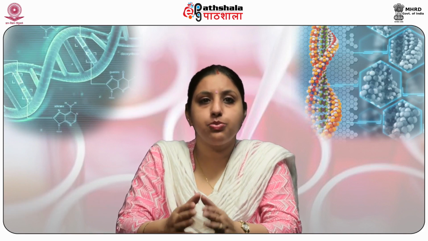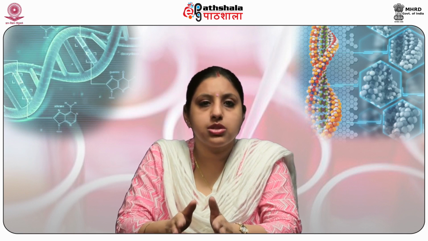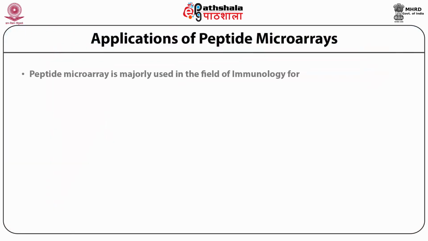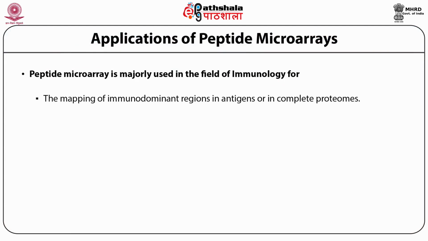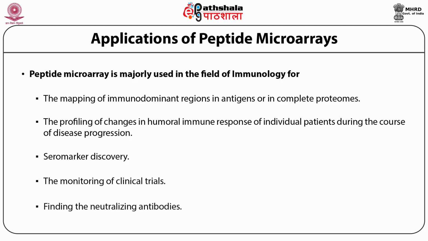Applications of peptide microarrays. First, peptide microarrays are useful in studying different kinds of protein-protein interactions, particularly the ones that involve modular protein substructures called peptide recognition modules or protein interaction domains. Peptide microarray is majorly used in the field of immunology for mapping of immunodominant regions in antigens or in complete proteomes, the profiling of changes in humoral immune response of individual patients during the course of disease progression, seromarker discovery, the monitoring of clinical trials, and finding the neutralizing antibodies.